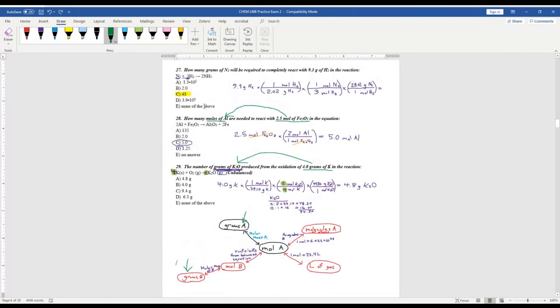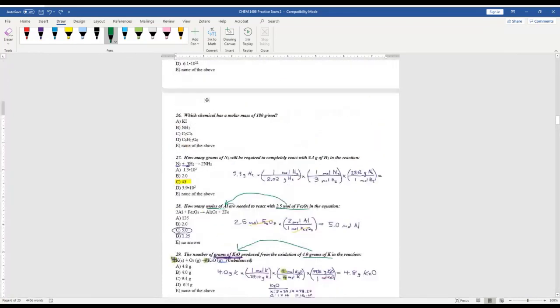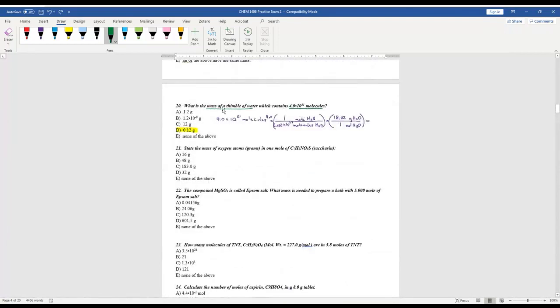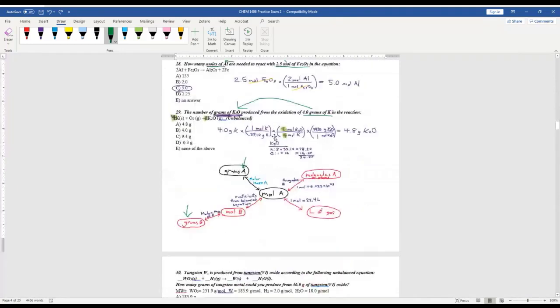And with the problem above there, or with the one that was way up here, number 23, I can't remember what it was, I was going from molecules to grams. To go from molecules to grams, I had to start with Avogadro's number, and then I could convert the moles back to grams. So for that problem, number 20, I basically jumped around and converted the molecules to moles, and then I converted the moles to grams using the molar mass.